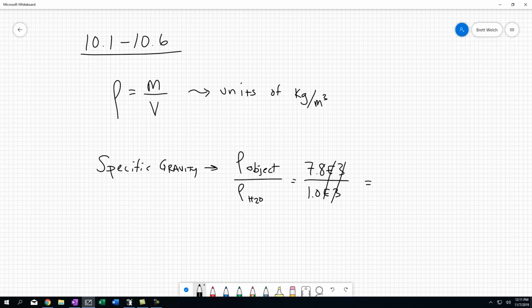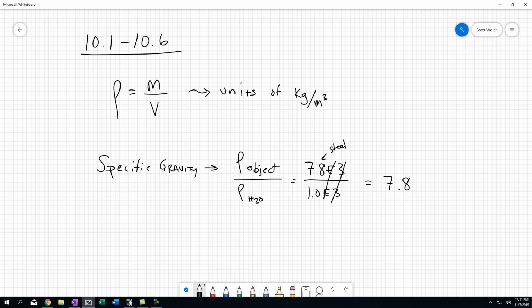So the specific gravity of steel is 7.8, which doesn't have a unit. It's just a comparison or a ratio, which means it's 7.8 times more dense than water. And that's really what we're looking at. This is definitely not going to float under normal circumstances. We have to shape it to give it the ability to float.